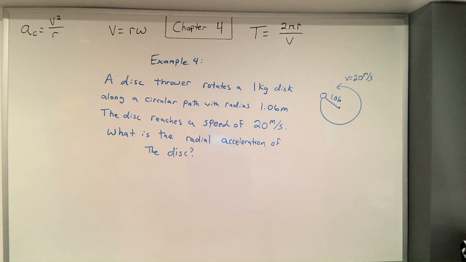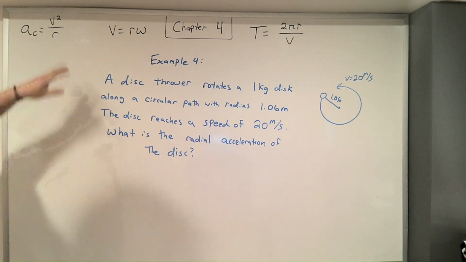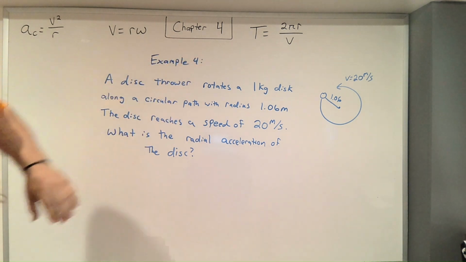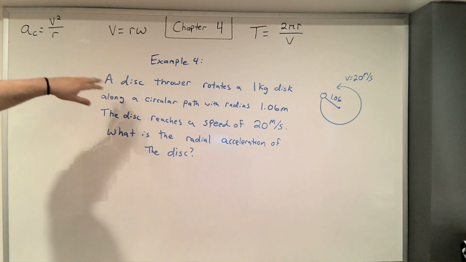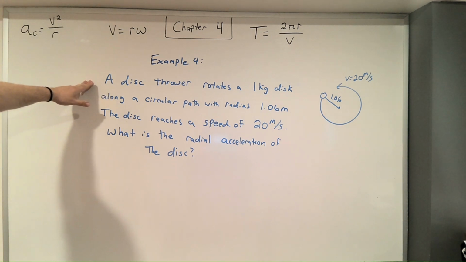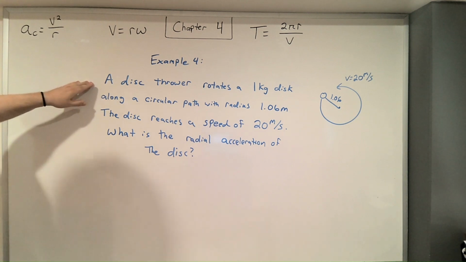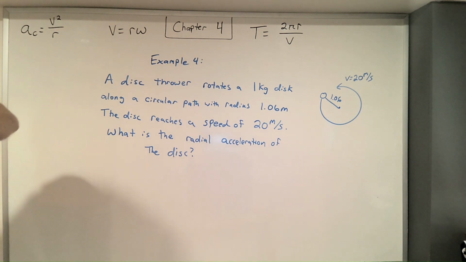Okay, on to some centripetal motion problems. A little bit of a different two-dimensional motion. So we've got some new equations I got written up here that we went over in lecture that we'll be using in these examples. So the first one we have, example four, it's a disc thrower. I guess you see these sometimes at Olympic sports. You can rotate around, throw a disc a very long distance.